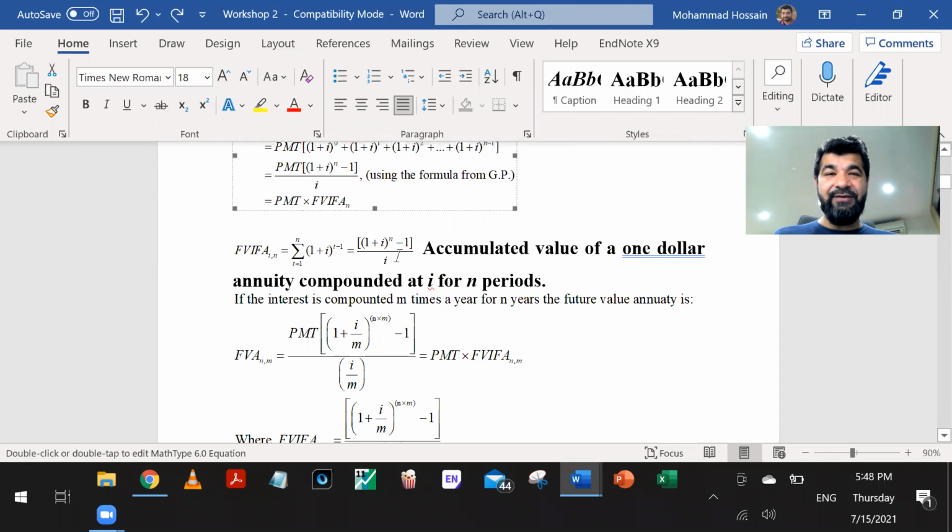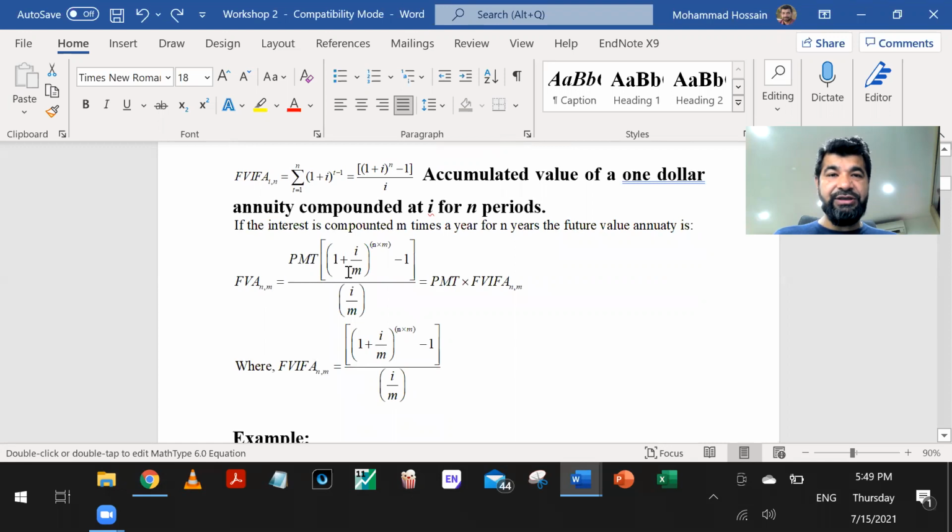And how is it calculated? Look, (1 plus i) to the power n, minus 1, divided by i. This is the formula. Now you can put all these figures in here and calculate it. When it is compounded annually, m is equal to 1. If it is compounded quarterly, m becomes 4. Compounded monthly, m becomes 12. That's how it goes.